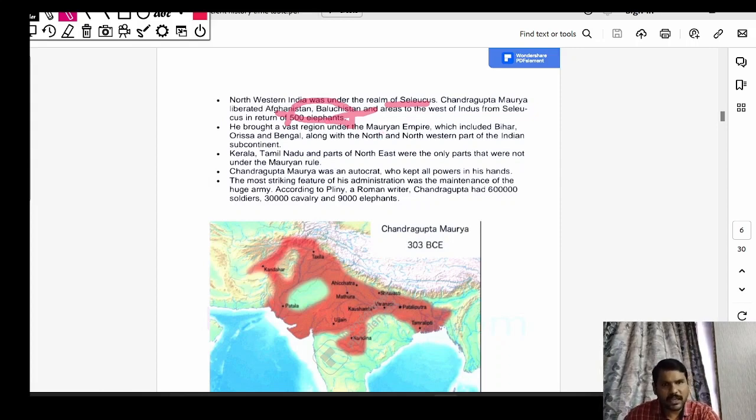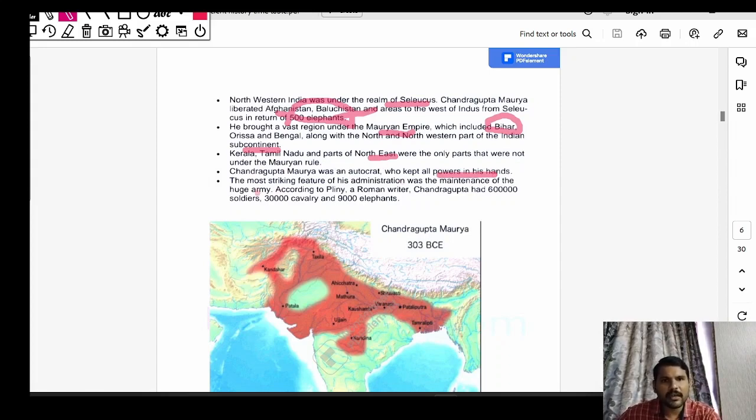So he brought a vast region under the Mauryan Empire, which included Bihar, with Patliputra as the capital, Orissa, Bengal, etc. Basically, the whole of northern India was brought under the Mauryan Empire. Kerala, Tamil Nadu, and the extreme northeast and southern parts were not under the Mauryan Empire; everything else was. He was an autocrat who kept all powers in his hands, so it was a centralized administration system.